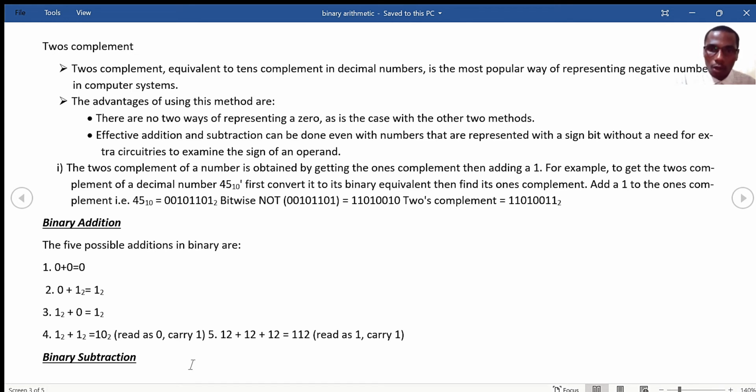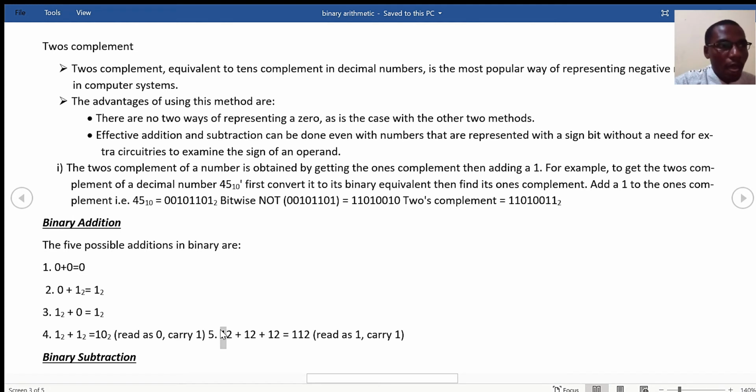It is read as 0 carry 1. The fifth possibility of addition of binary numbers is 1. Don't worry about these two. They should be a subscript like this one. It's just a typing error.